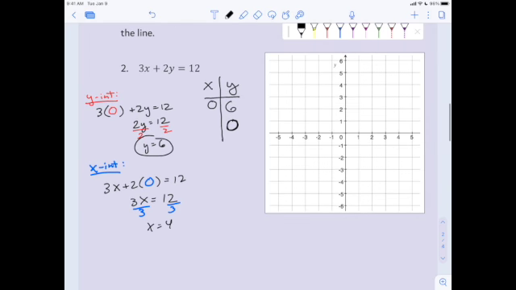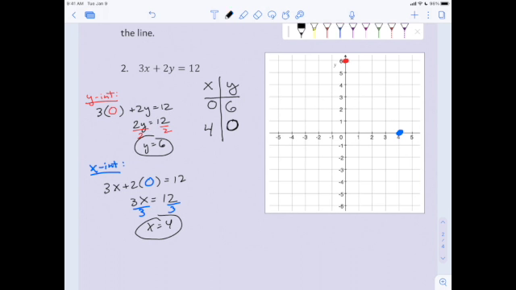And you got x equals 4. So my x-intercept was 4, my y-intercept was 6. Just remember they are two different points. 0, 6, there's your y-intercept. 4, 0, there's your x-intercept. Plot those points, and then just connect them with the line.